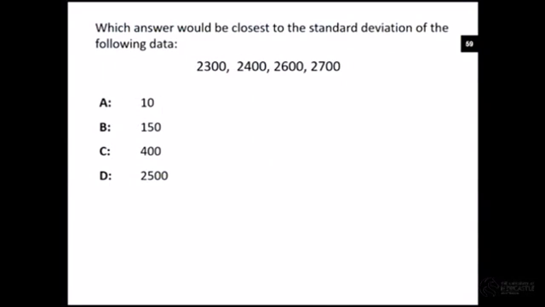Given the concepts we're not calculating anything here. Given the concepts we've just discussed, do you reckon A, B, C or D, if they were quotes in dollars for something, is closest to the standard deviation of them? Are they all about 10 off the mean? 150, 400, 2,500? The average is 2,500. So we've got something that's maybe 200 away, 100 away, 100, 200. The average of 100s and 200s, 150 is the only reasonable answer there.